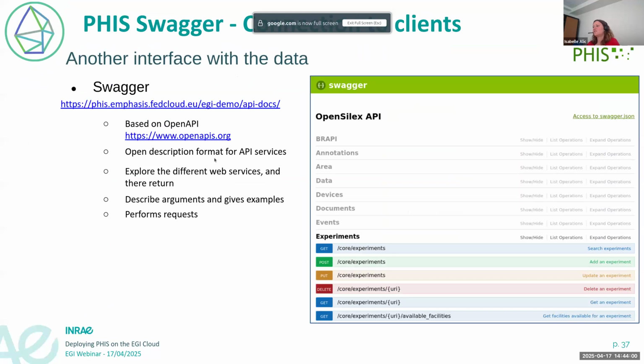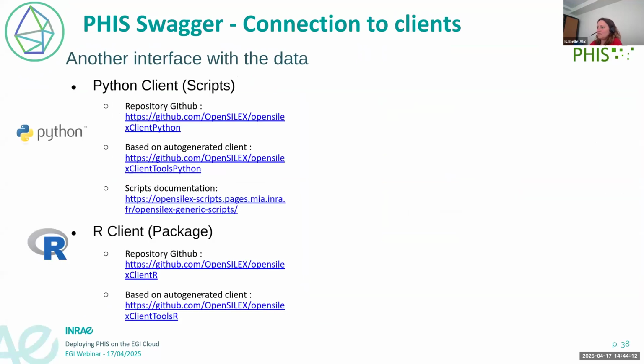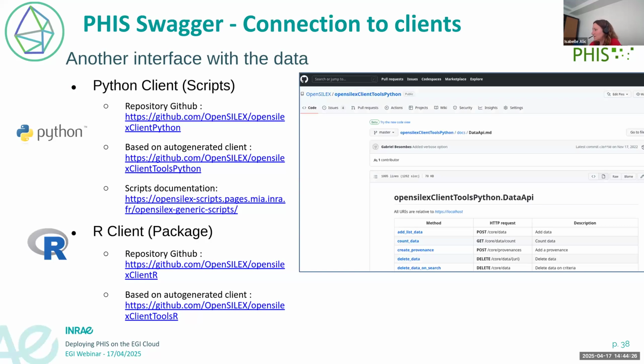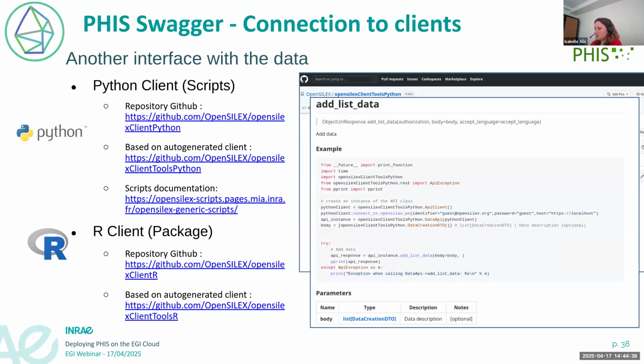So this is the Swagger I just showed you. It's based on OpenAPI. So it's a description of the different web services. You can explore the different web services, see the different returns. And on these web services, we have developed interfaces, with a Python script and an R client package that allow us to create functions and to, for example, develop automatic scripts. You can add data automatically by using a Python script that is connected to these web services. So this is some example. We have more documentation on our website.